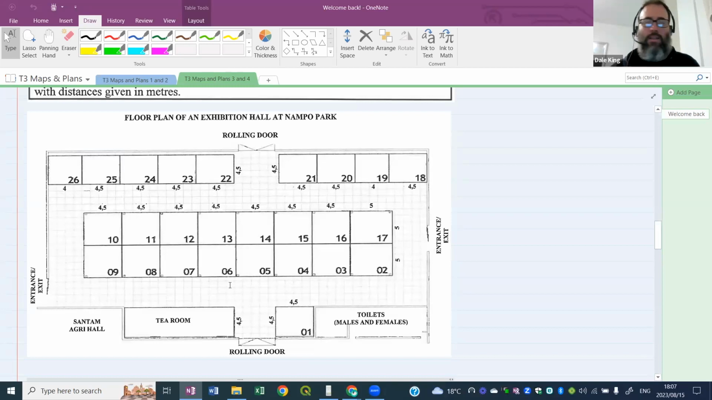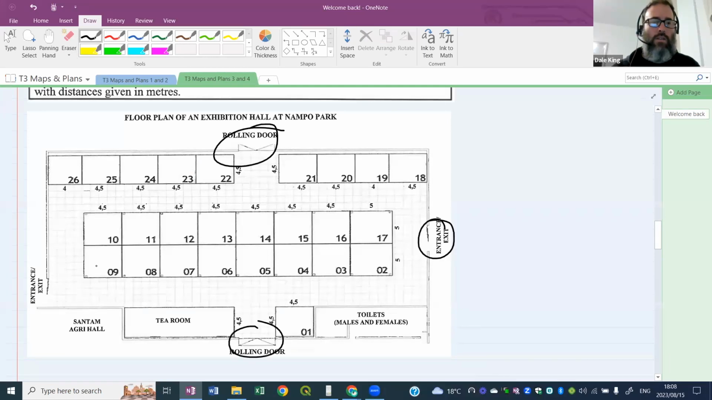What you can see here is that all these little rectangular cells are stands or tables in the hall. We're in plan view here. We can see doors, exits and entrances on the side, and here's a tea room. Each one of these little numbered rectangles is an exhibition stand or a table for you to exhibit your business or your products.